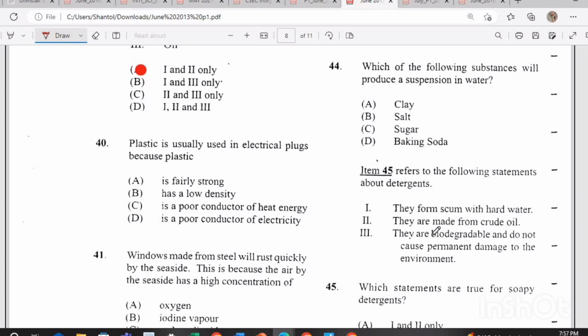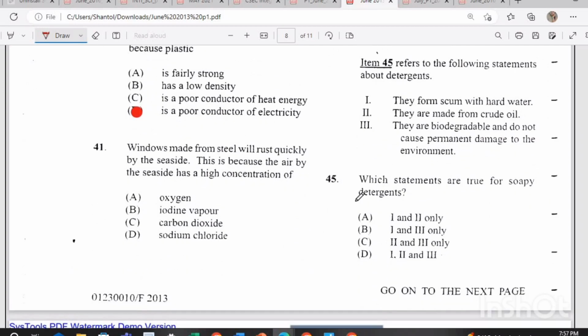40. Plastic is usually used in electric plugs because plastic is D, a poor conductor of electricity. 41. Windows made from steel will rust quickly by the seaside, and this is because the air by the seaside has a high concentration of oxygen, iodine vapor, carbon dioxide, or sodium chloride.